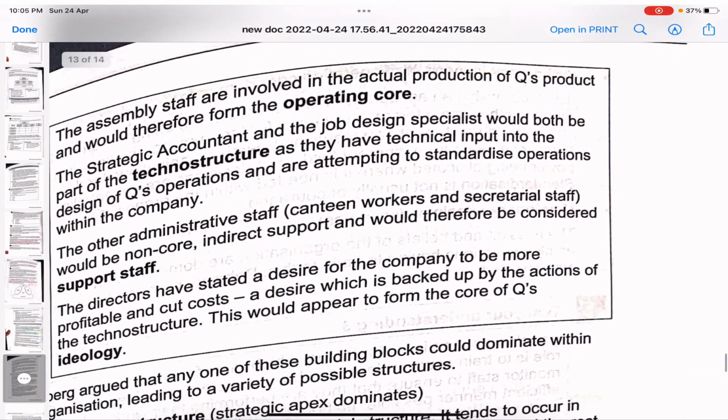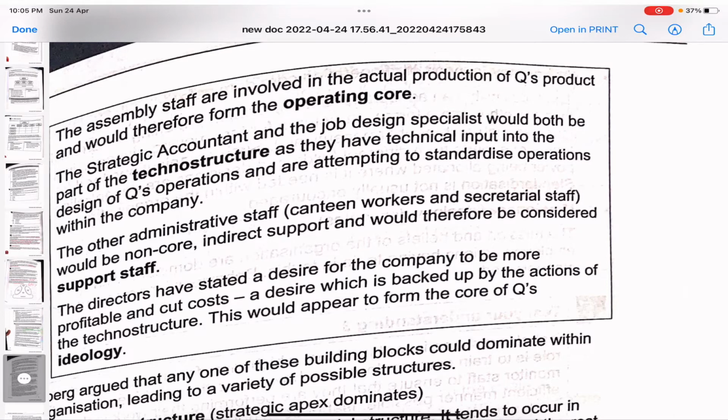Assembly staff is involved in the actual production, so they will be the operating core. The strategic accountant and the job design specialist would be a part of the techno structure, as they have technical input into the design of Q's operations. Then the other administrative staff, canteen workers, and secretarial staff would be non-core, belonging to support staff.